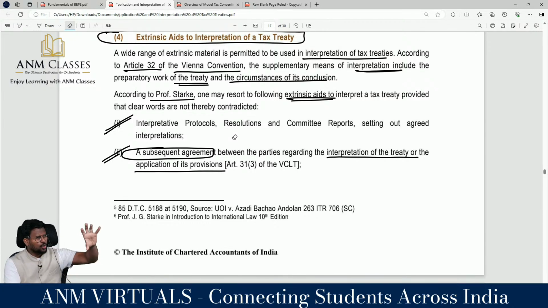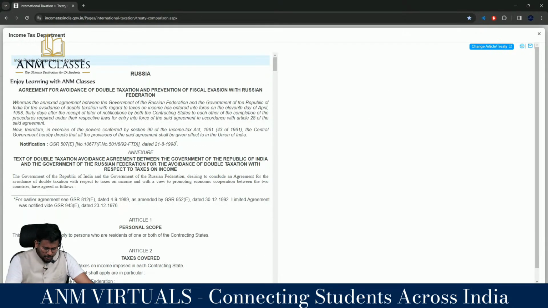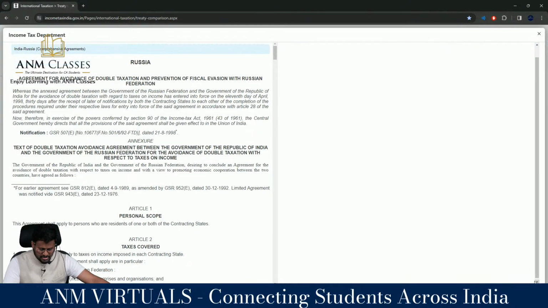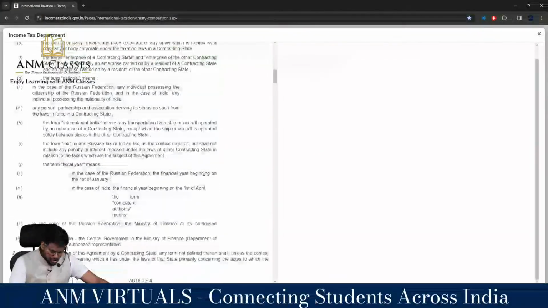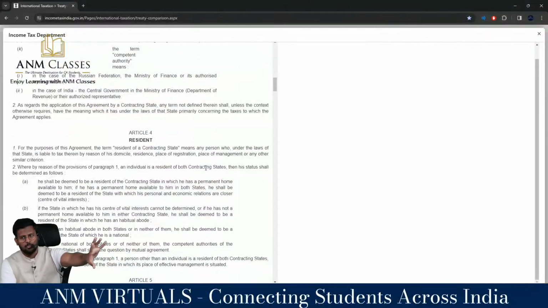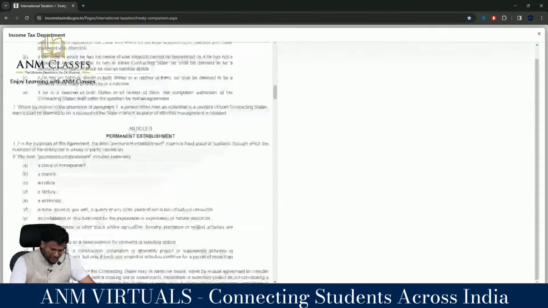We know that protocols are part and parcel of the DTA. At the end of the DTA, we will be having protocols, right? As an example, I am showing the India Russia DTA. Just listen. In that, Article 1, persons covered, is there. Article 2, taxes covered. Then general definitions. This is what the chapter is all about, the model tax convention. Article 4, resident. Article 5, permanent establishment.